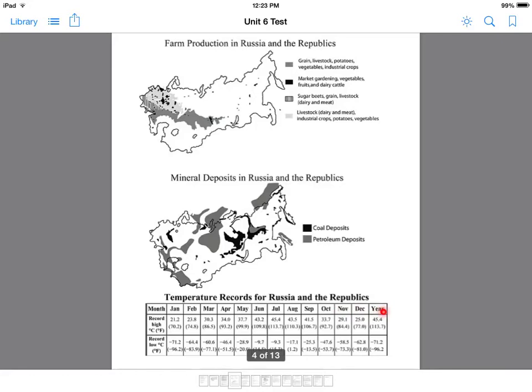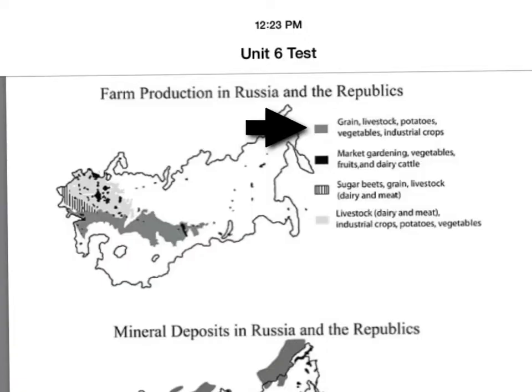So for example, in our first map, we have farm production in Russia and republics. We have 1, 2, 3, 4 different categories. We have grain, livestock, potatoes, vegetables, industrial crops, market gardening, vegetables, fruits, and dairy cattle, sugar beets, grain, livestock, dairy, and meat, livestock, dairy, and meat, industrial crops, potatoes, vegetables.